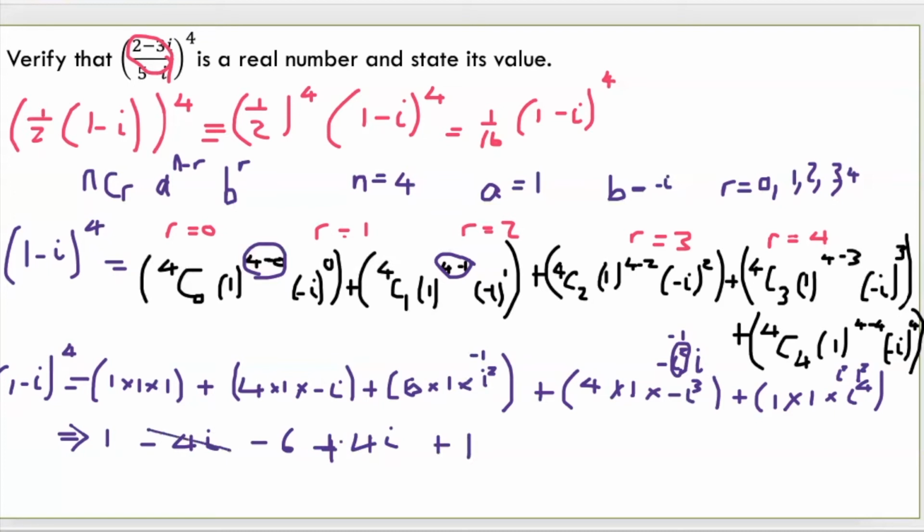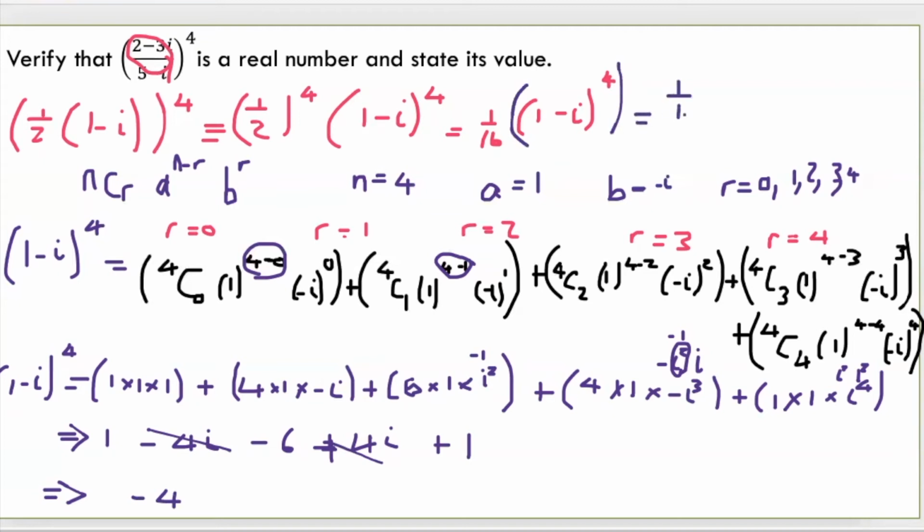Now, minus 4i and the plus 4i cancel. So I have 1 minus 6 plus 1. So that's minus 5 plus 1. That's negative 4. So (1 minus i) raised to the power of 4 is the same thing as negative 4. So right here, I can replace it with negative 4.